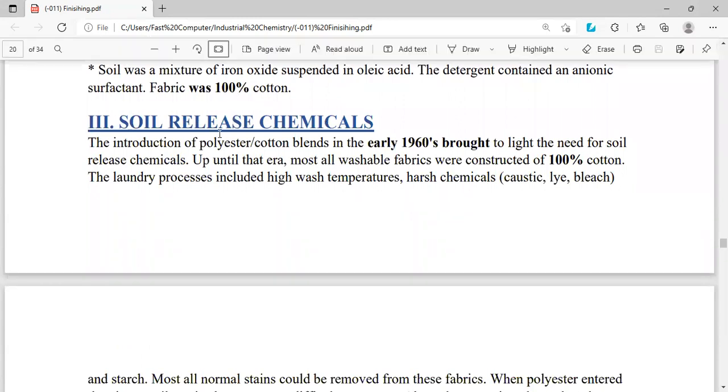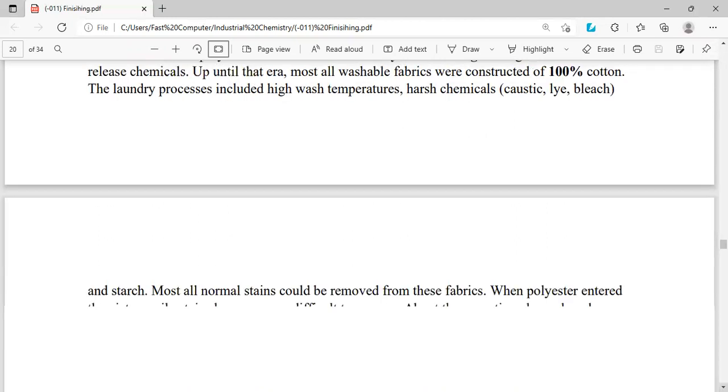The introduction of polyester cotton blends in the early 1960s brought to light the need for soil release chemicals. Up until that era, almost all washable fabrics were constructed of 100% cotton. The laundry processes included high wash temperatures, harsh chemicals, and starch. Harsh chemicals include caustic chemicals, dye, and bleach. Almost all normal stains could be removed from these fabrics.